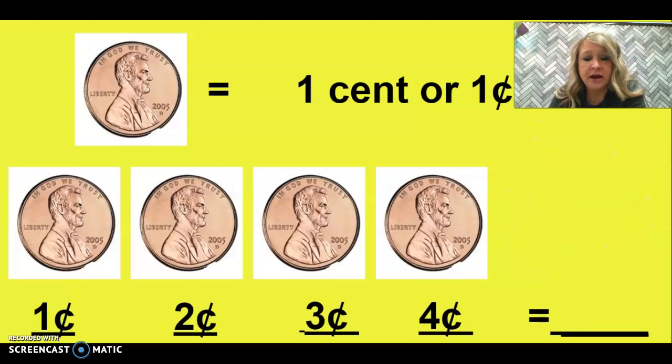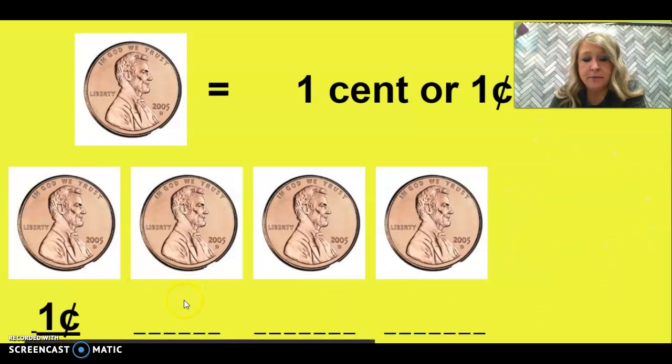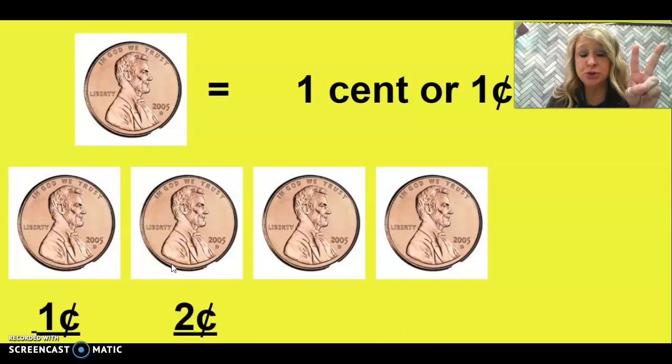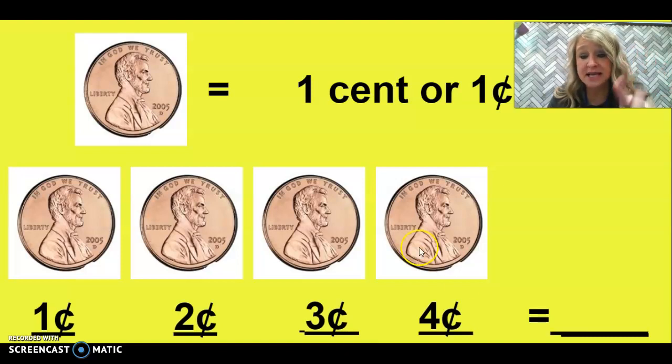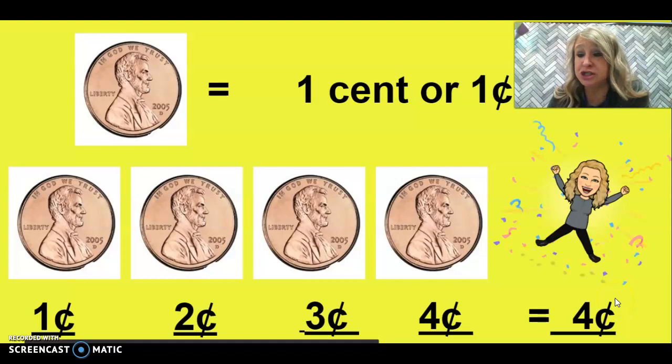Now, notice how I wrote the next number. I did not say 1 cent, 1 cent, 1 cent, 1 cent, 4 cents. No. I don't want you to do that. I want you to count how much money you have when you get to the 2nd penny. So I have 1 penny. I have 1 cent. Now I have 2 pennies. So how much money do I have? 2 cents. Now I have 3 pennies. How much money do I have now? 3 cents. Now I have 4 pennies. How much money do I have now? 4 cents. And the last number goes in this blank because that's how much you have in all. Okay, so make sure you're counting on and you're writing the next number up, not all 1 cent.